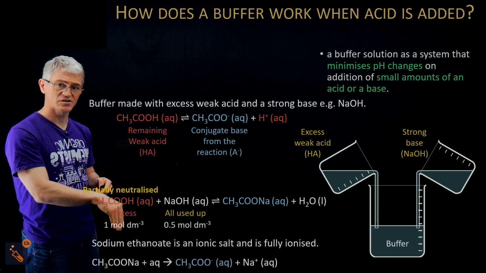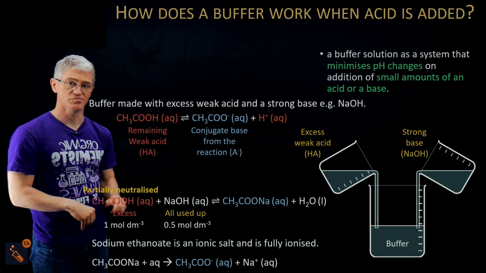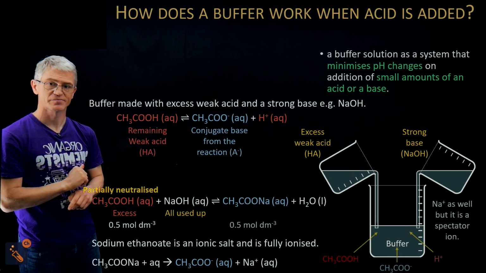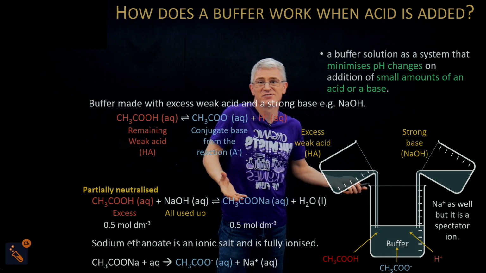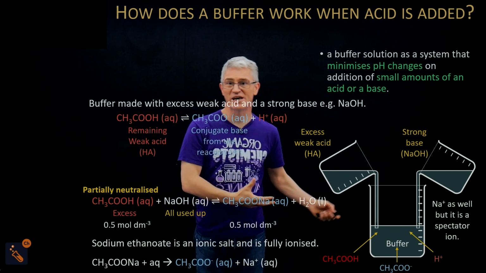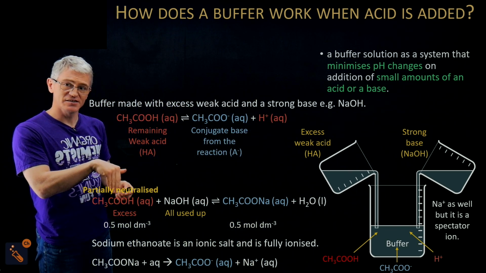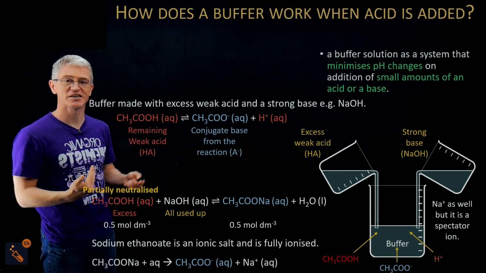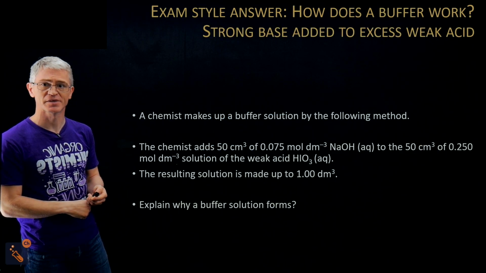We know that the sodium methanoate is fully ionized, and we know that we're going to get our conjugate base as a result because that's our product. Okay, and also on top of that, we're making water. Water doesn't make any difference to anything because it's all aqueous anyway. So as long as we have too much acid, we use up all the sodium hydroxide, we can make a buffer. Really, really easy to make.